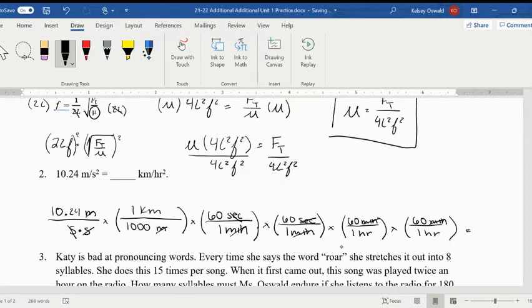And we should get 132,710.4 kilometers per hour squared. Okay. Awesome. So the key there is remembering if one's on top, you need it on bottom to cancel it out. And then if a unit is squared, you need to do it twice.